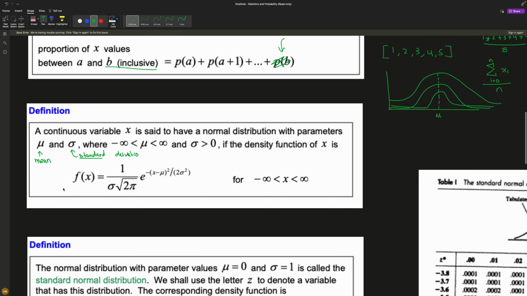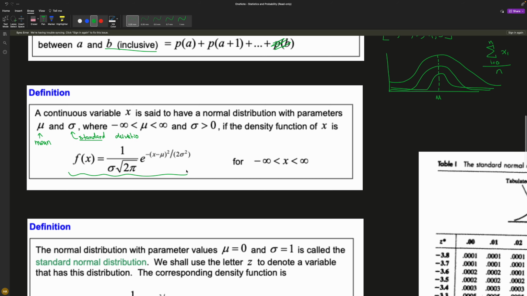Now, we do have this big function. However, we're not using this big function, so don't let it scare you. We're going to get into how you can get the same result without going all fancy with this function.